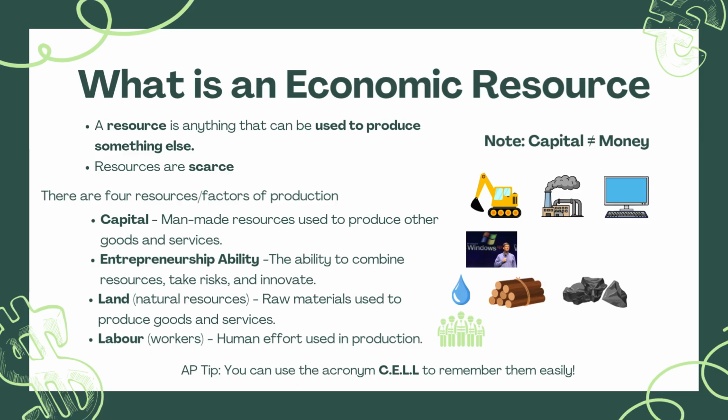Thirdly, you have land. This includes all natural and raw materials used to produce finished goods. For example, you have water, minerals, and woods. Lastly, you have labor. This includes the human effort and work, including the physical and mental talent of the workers in production. You can use the acronym CELL to remember all of these factors of production easily.